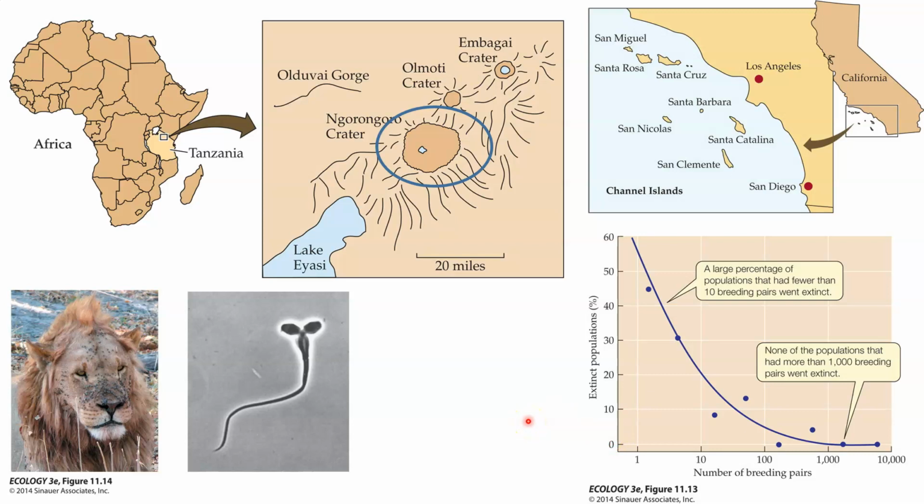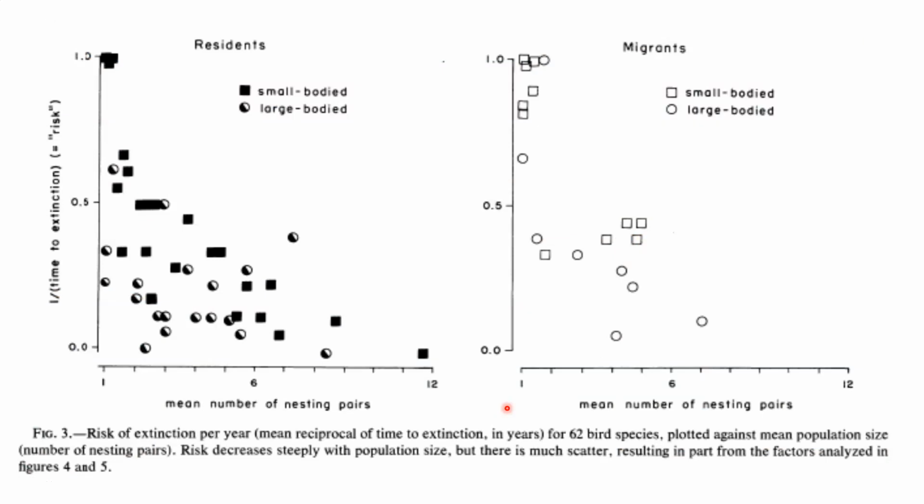It's a really cool example to highlight how increasing population size also increases survival, or decreases the extinction risk. It's kind of intuitive, but what I want you to do is understand the principle or the mechanism behind it.